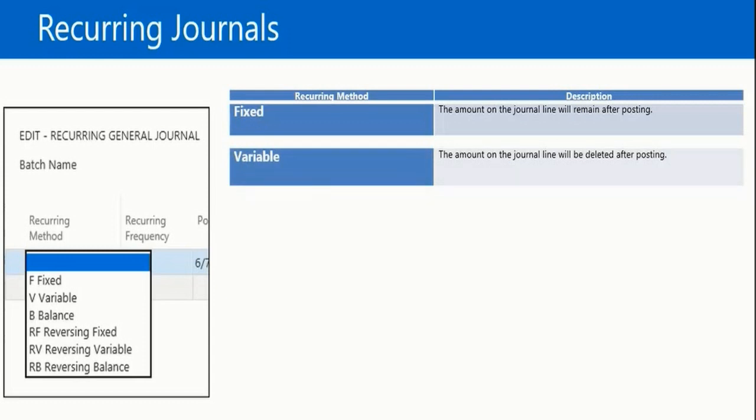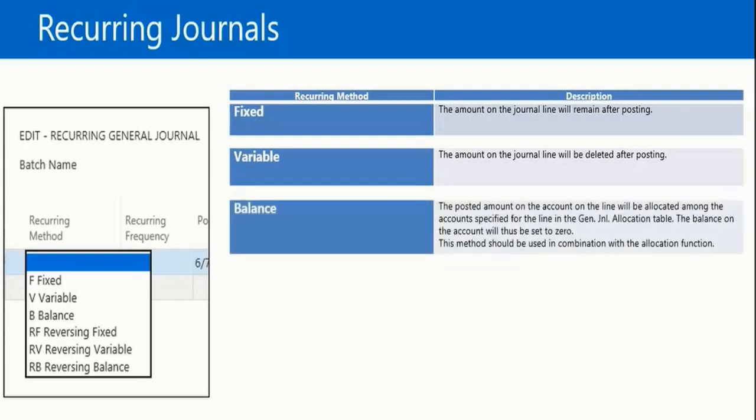So variable, what does that mean? That means that the amount on the journal line will be deleted after posting. So if you've got a variable thing that maybe it's a certain cost that changes every month in your system, then of course you need to use the variable.